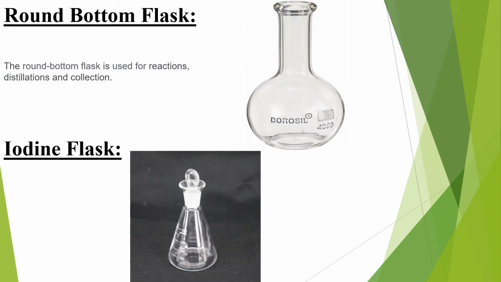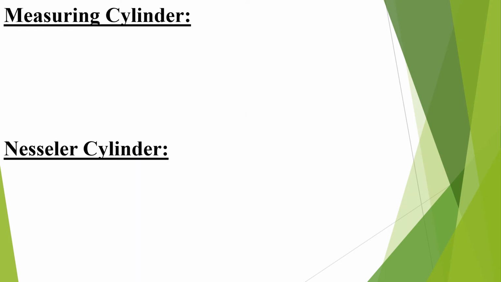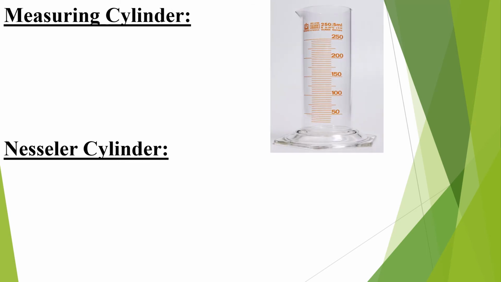Now, iodine flask. It is used in iodine determination test. Next is measuring cylinder. This is the structure of measuring cylinder.